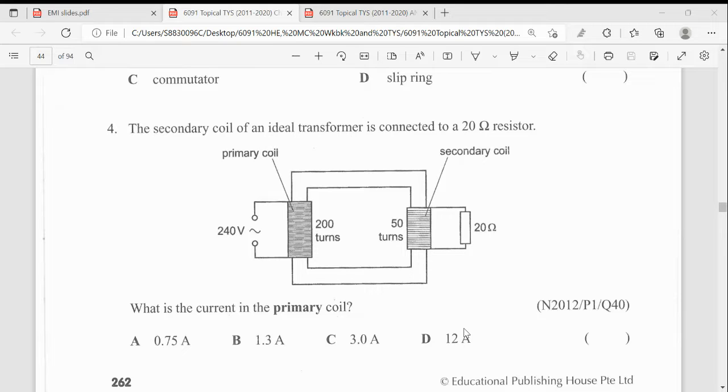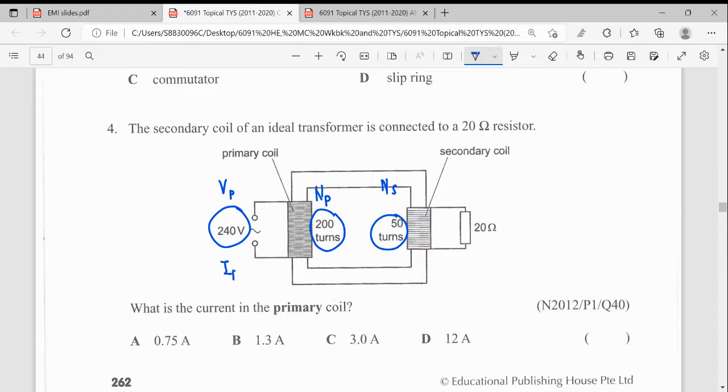So what are some of the variables that we have? Okay, so over here we have our turns. So this is your NP, this is your NS, okay, and you have your V, so this is your VP. What we want to find, however, is actually IP. So how do we manipulate these variables so that we get to IP?